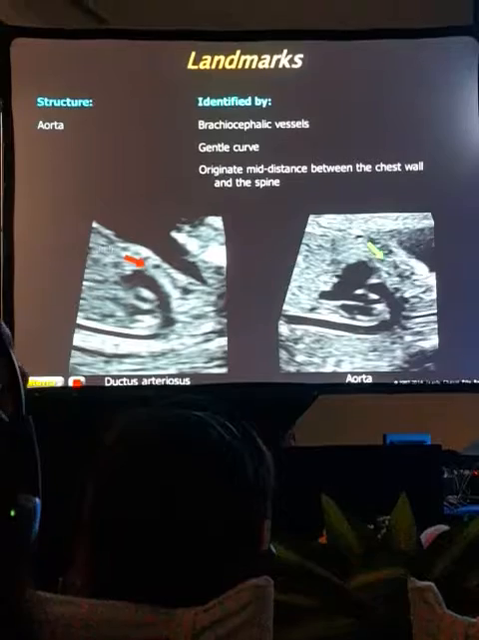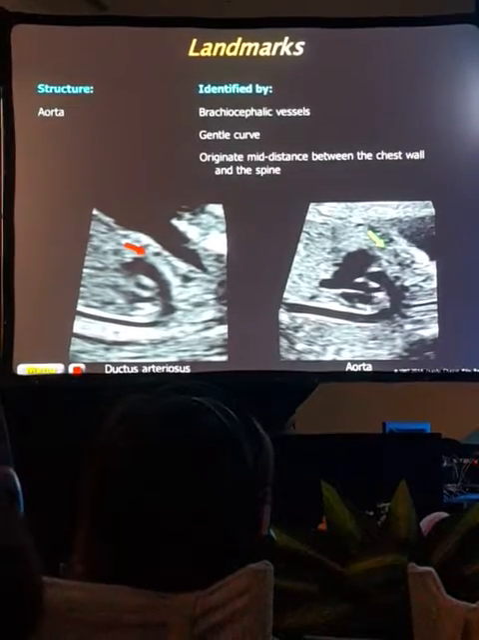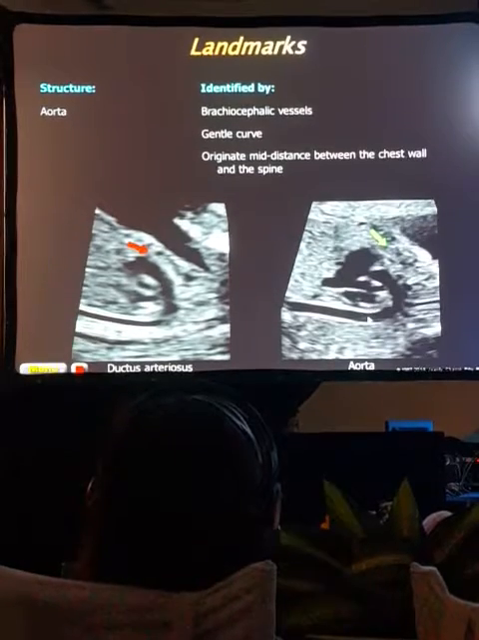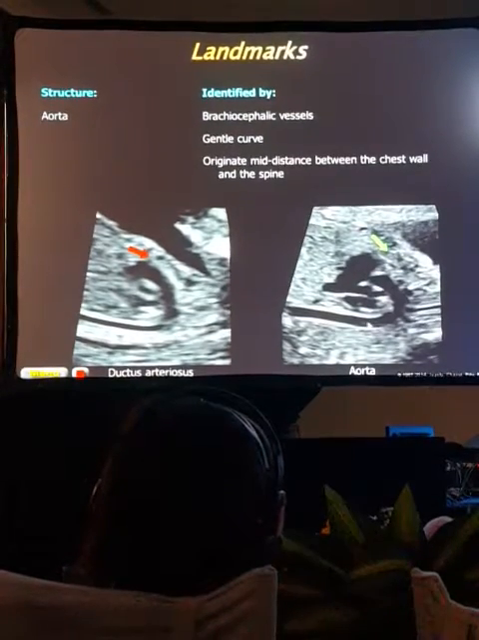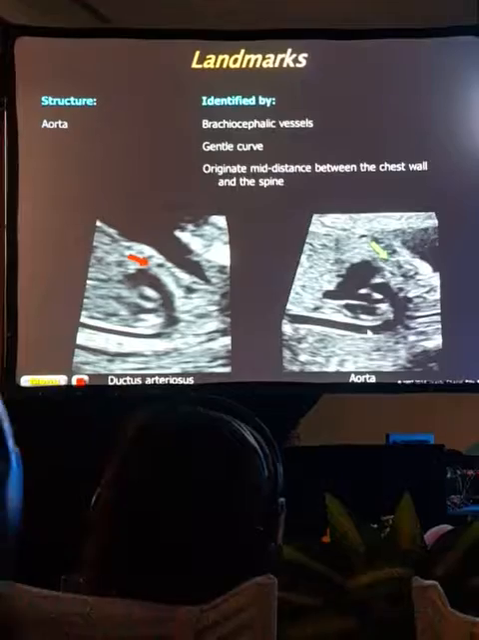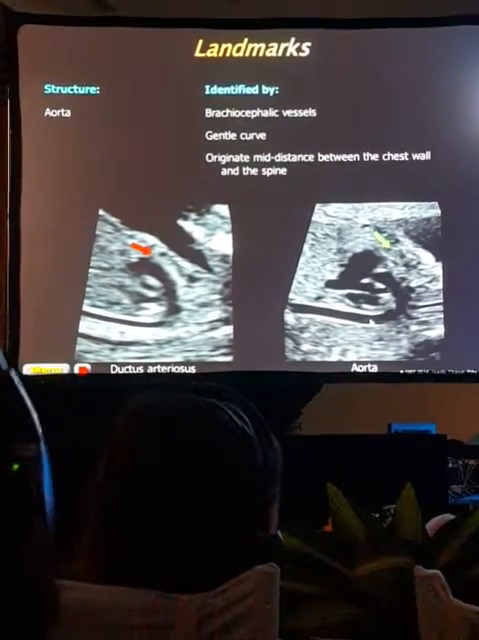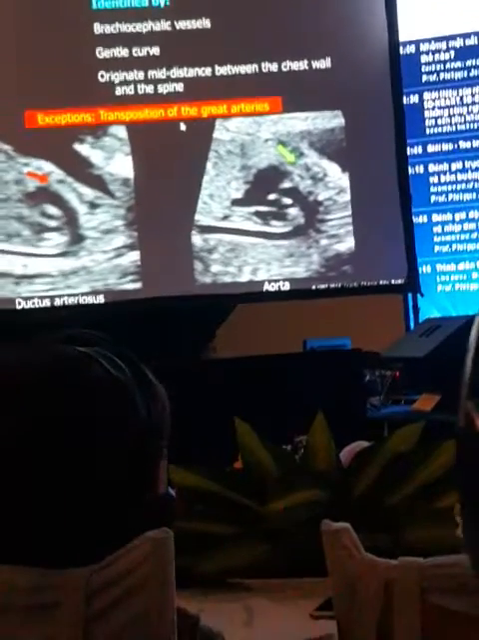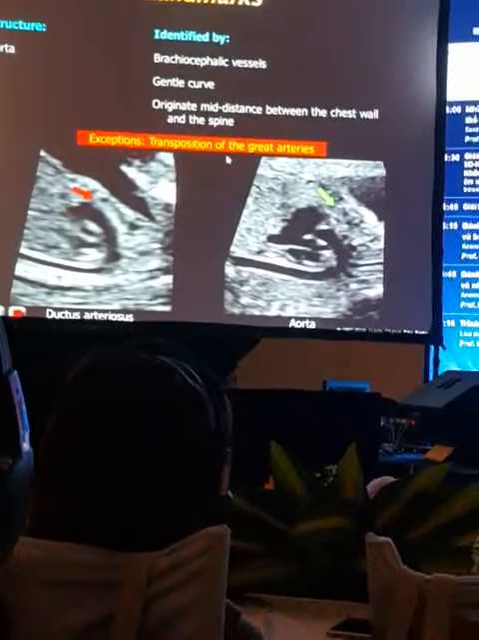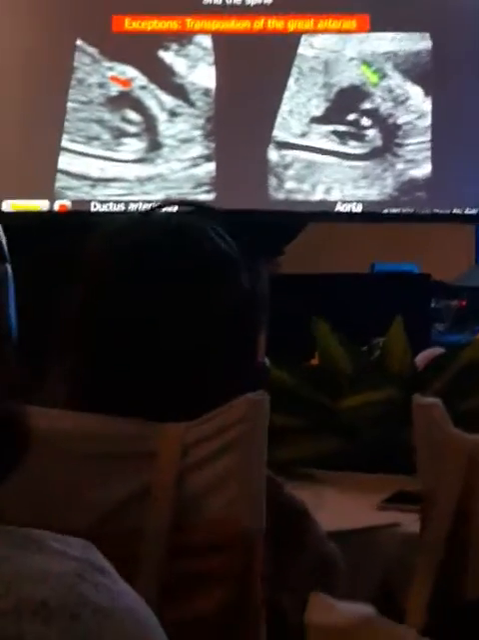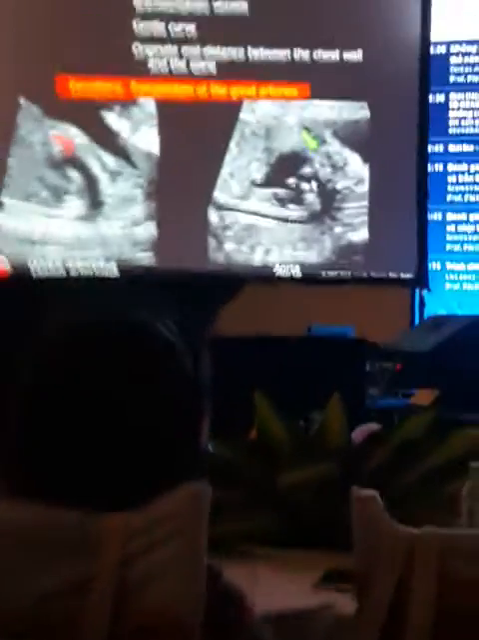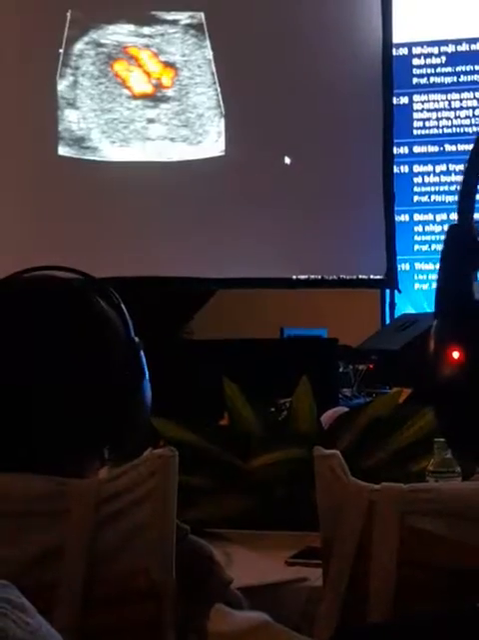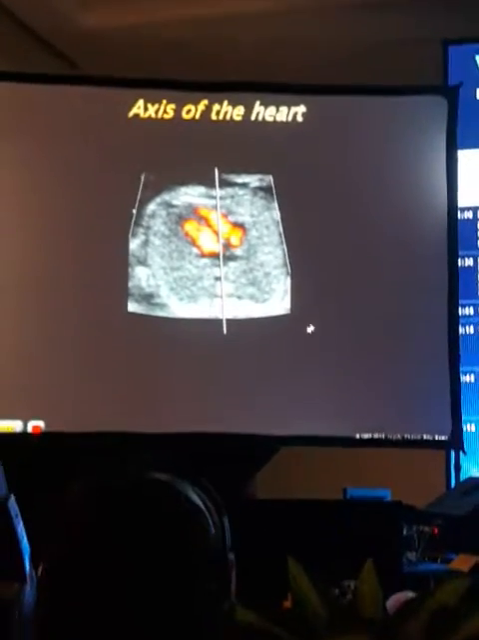This is the aorta, and you see the aorta arise at mid-distance between the chest wall and the spine. Pay attention to that because I will show you some examples in which it allows you to recognize easily an anomaly. And the anomaly here is transposition of the great arteries. If you have a transposition, the aorta, instead of rising in the middle of the chest, will arise right behind the chest wall.